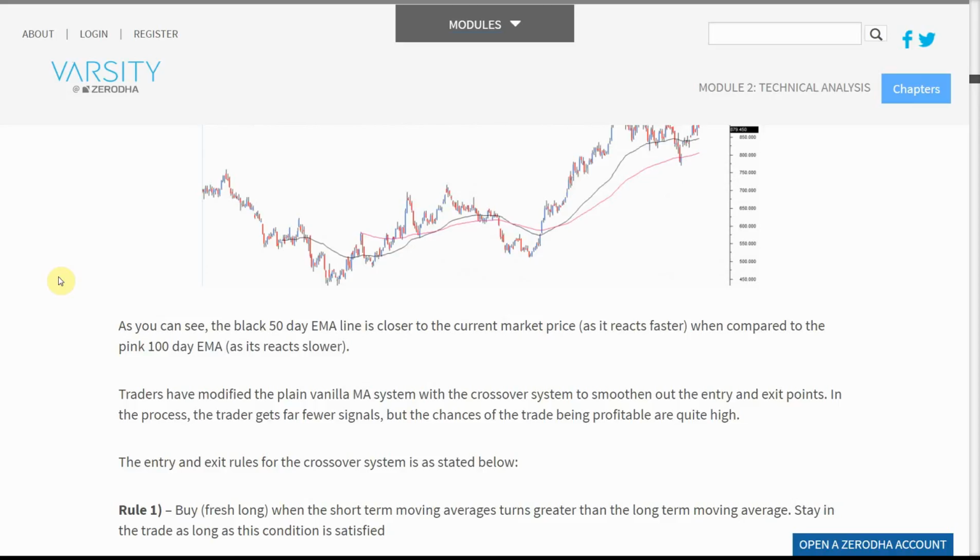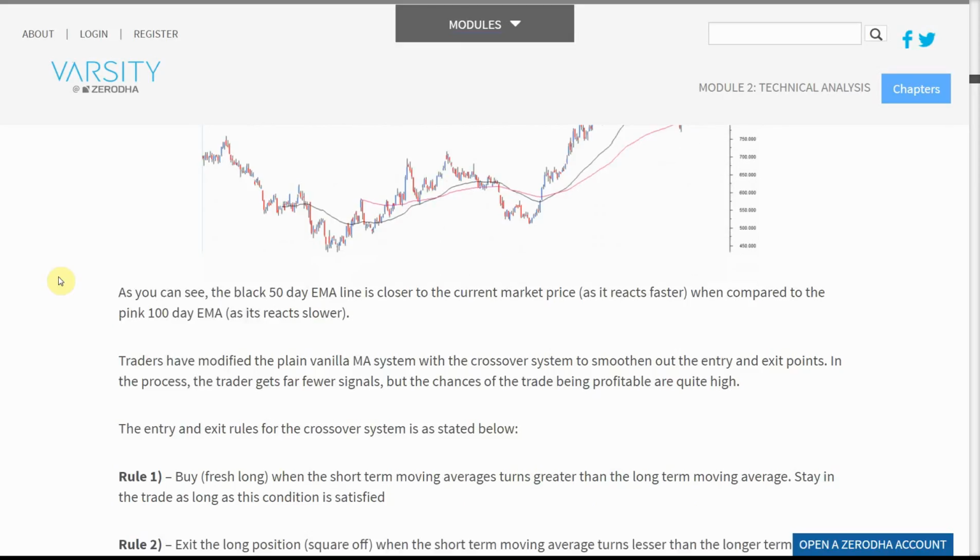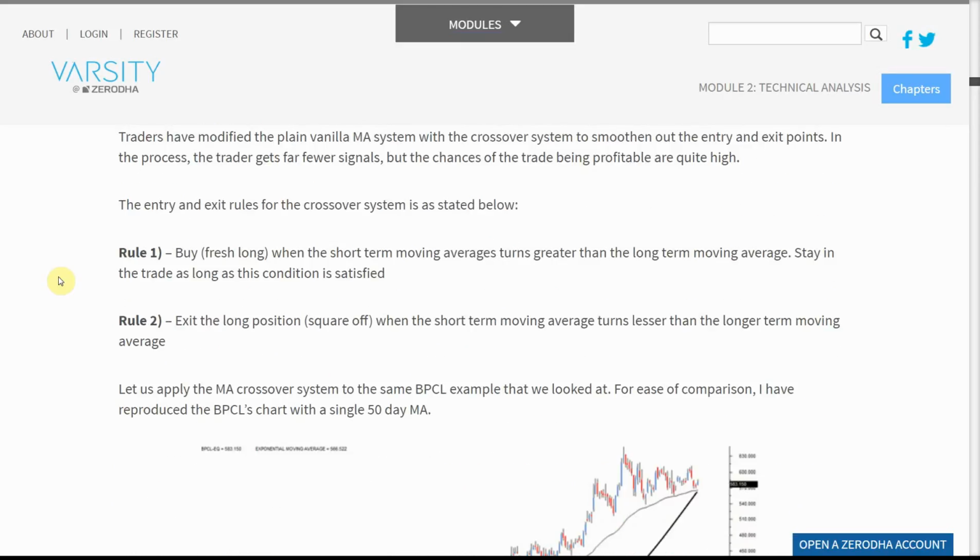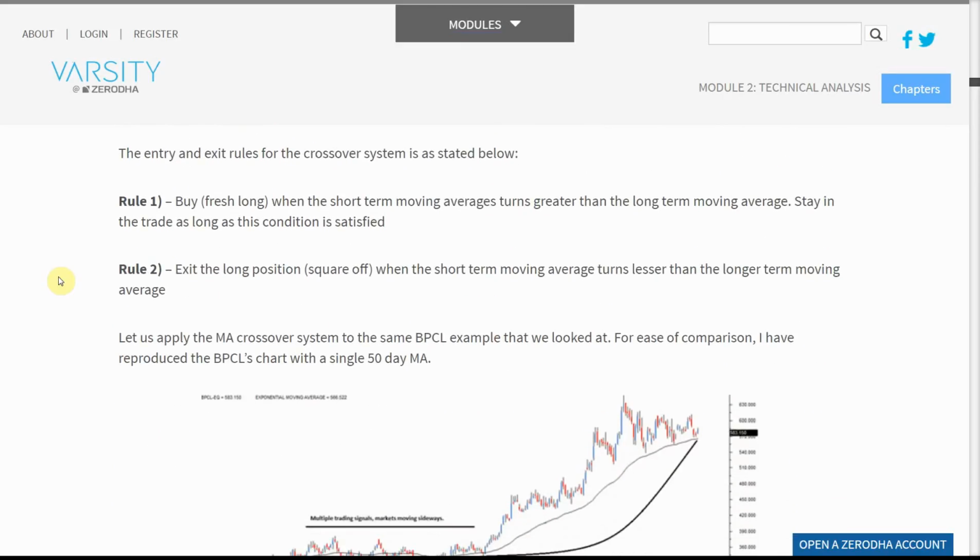Traders have modified the plain vanilla MA system with the crossover system to smoothen out the entry and exit points. In the process, the trader gets far fewer signals, but the chances of the trade being profitable are quite high. The entry and exit rules for the crossover system are as stated below.